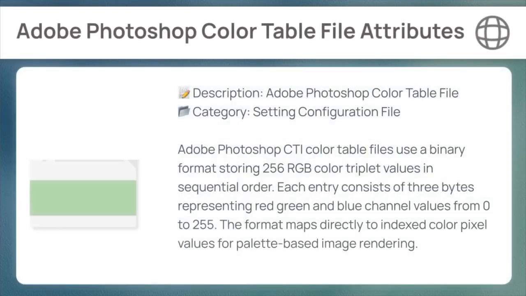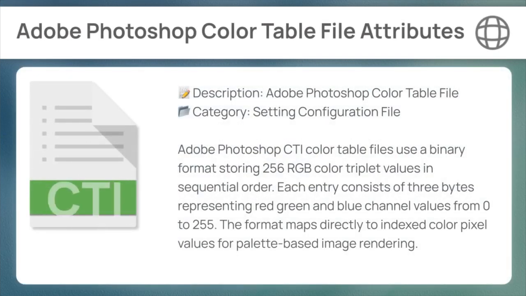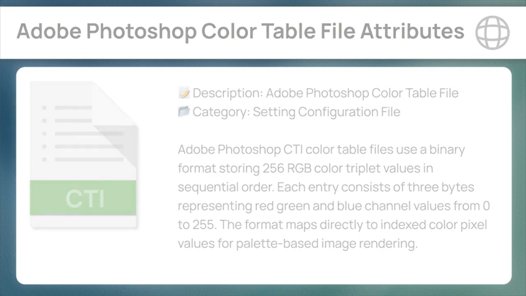Adobe Photoshop CTI color table files use a binary format storing 256 RGB color triplet values in sequential order. Each entry consists of 3 bytes representing red, green, and blue channel values from 0 to 255. The format maps directly to indexed color pixel values for palette-based image rendering.